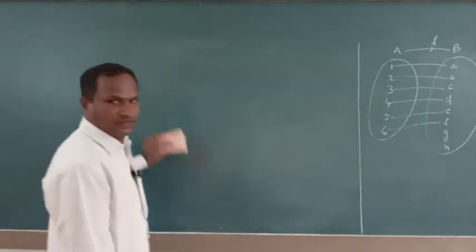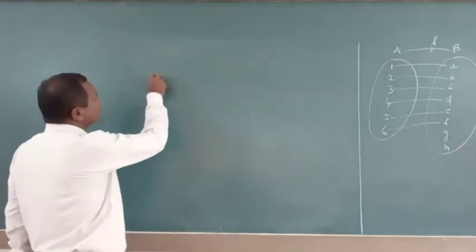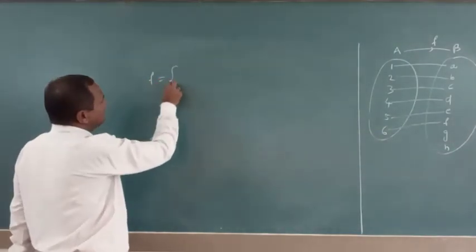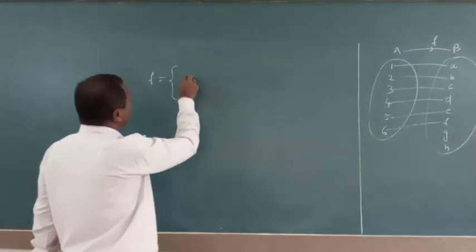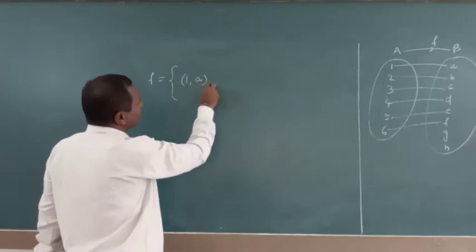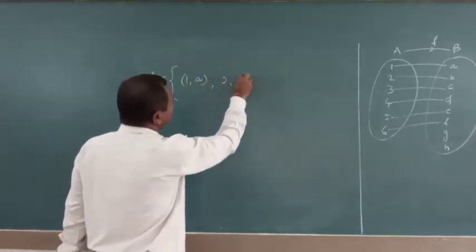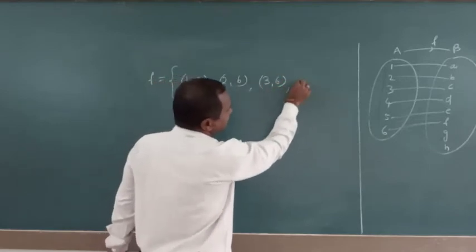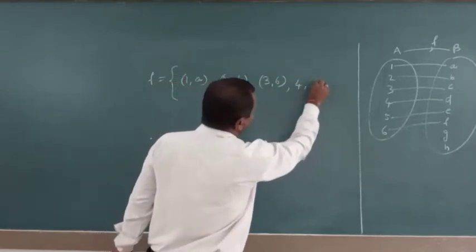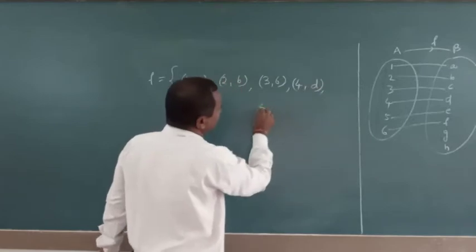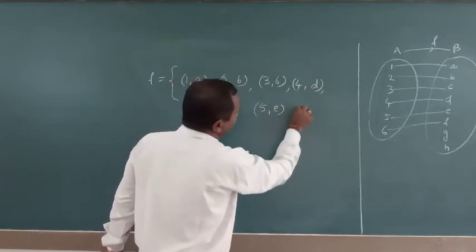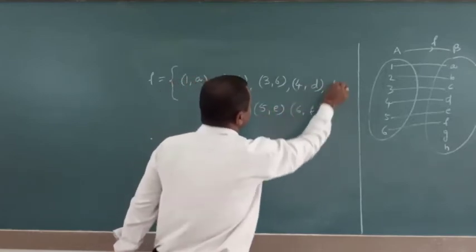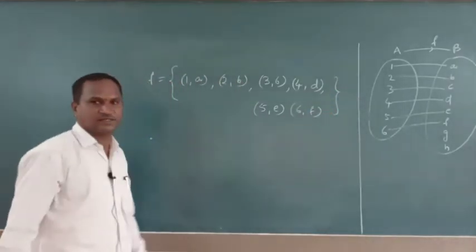See here, F is equal to, we can take here, what are the elements? 1 comma A, next one is 2 comma B, next one is 3 comma C, next one is 4 comma D, next one is 5 comma E, next last one is 6 comma F. Like that we'll get different types of ordered pairs here.